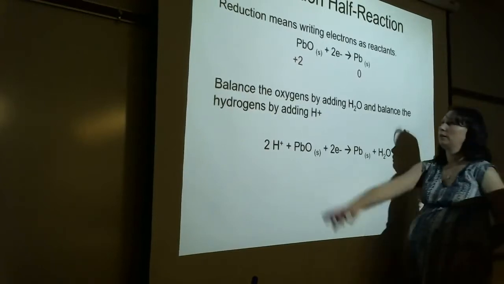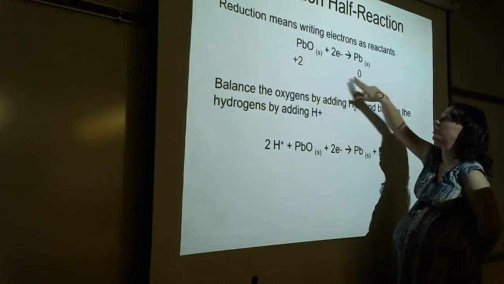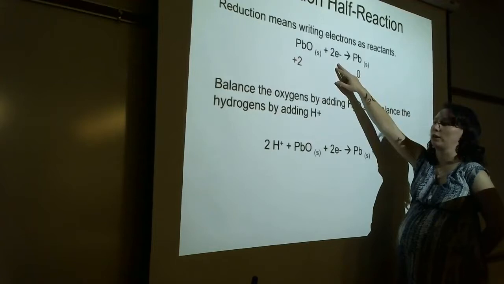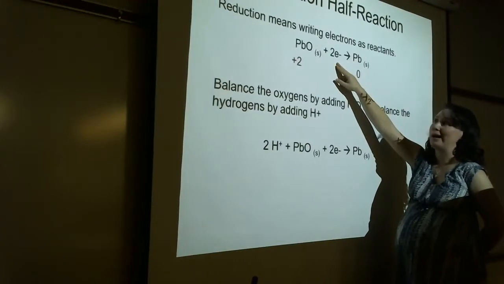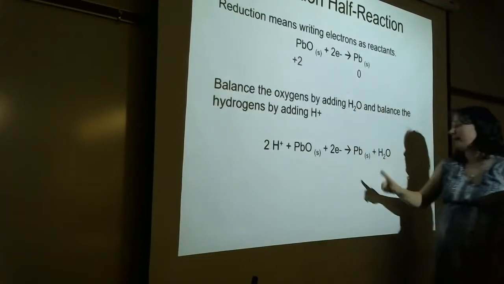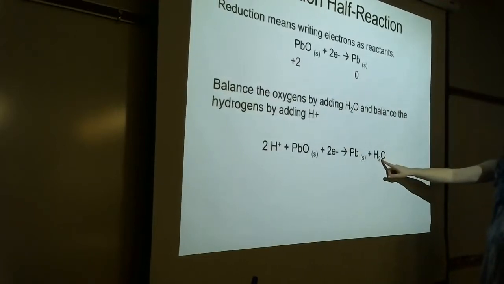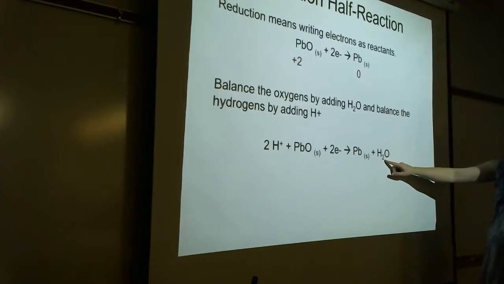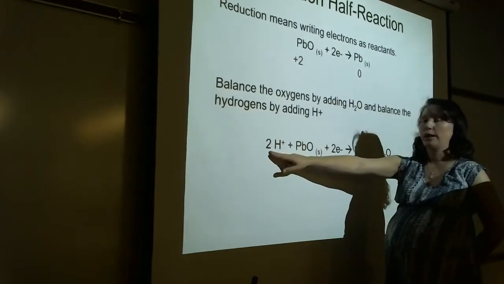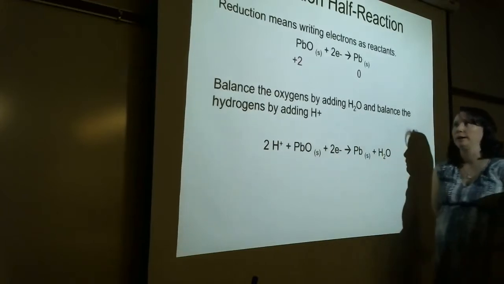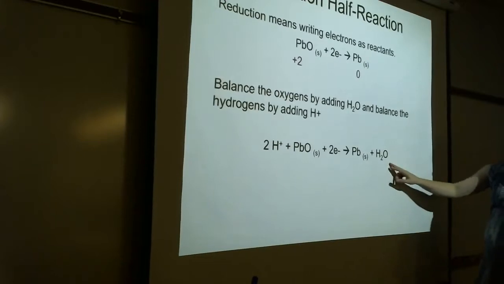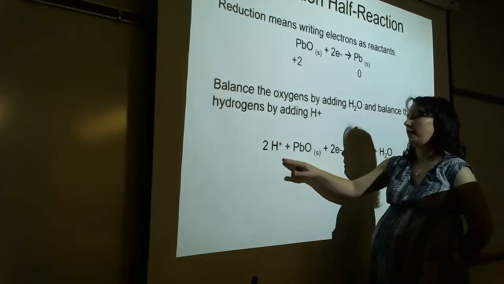So lead goes from +2 to 0. What's the only way you can do that? By gaining 2 electrons. But I've got oxygen to contend with, which is why I added H2O. But now once I add H2O, I've got hydrogen I've got to take care of. So that's why I added the 2H plus on the other side. Again, subscript here is L, subscript here is AQ.